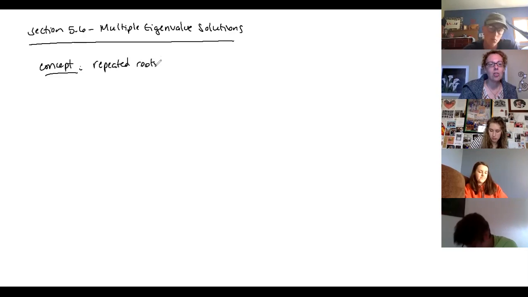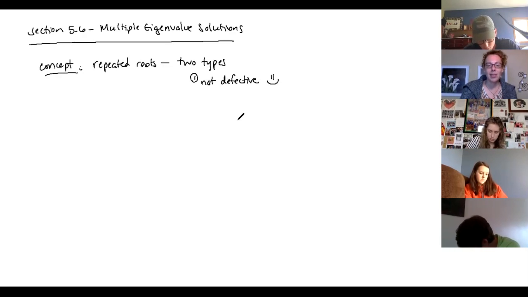Our concept of repeated roots is that there are two types. Type number one is not defective. And this is good. We like this case. This case makes us happy. Type number two is defective. And this case does not make us happy. This is a sad case.